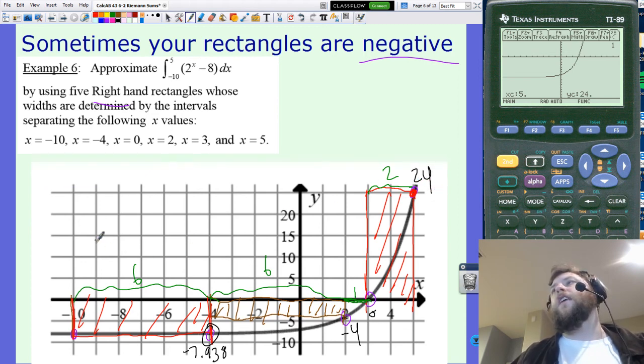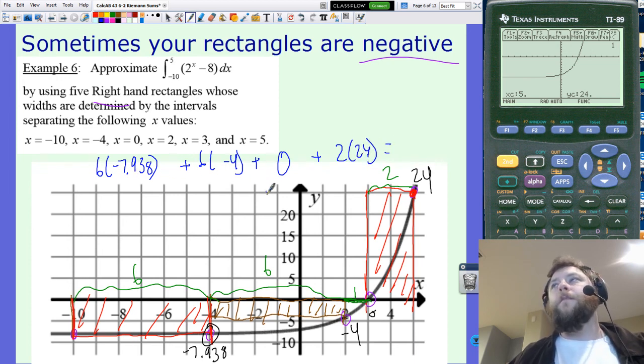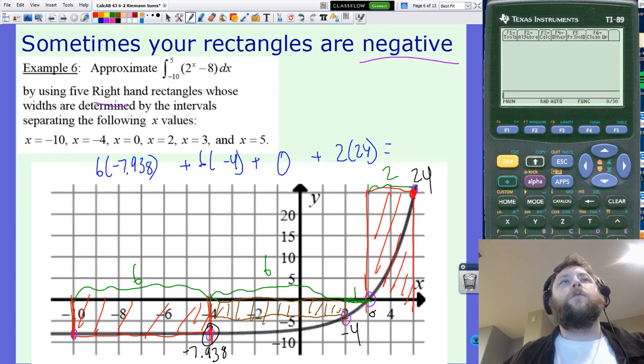So to find all those areas, the area of this first rectangle, this is negative area, remember. So it'll be 6 times negative 7.938. And then plus the area of this one, which will be 6 times negative 4. And then the area of this rectangle, which is 0. And then plus 2 times 24. And if you add all those up, you're going to get your answer. And yeah, I could do this. Let's go through the calculator.